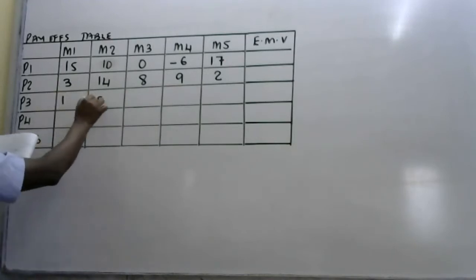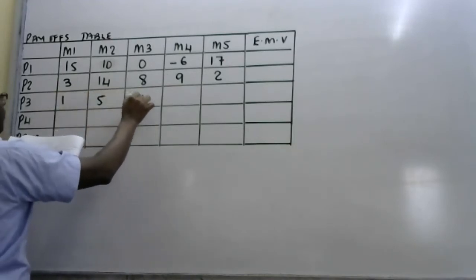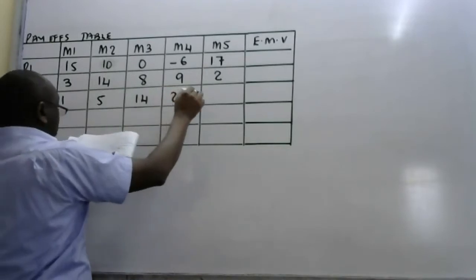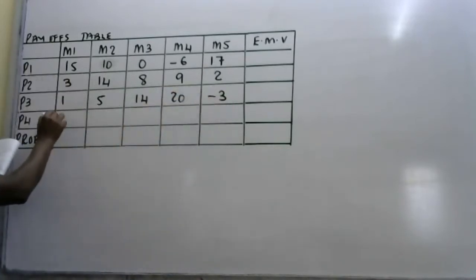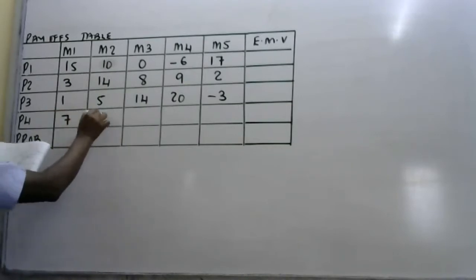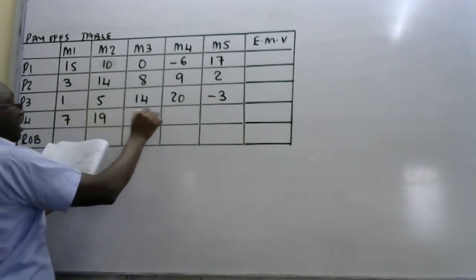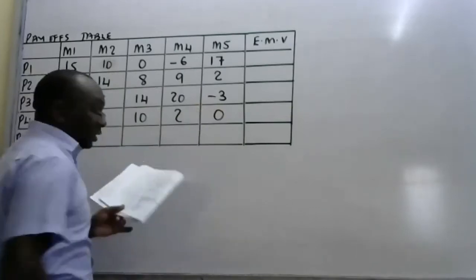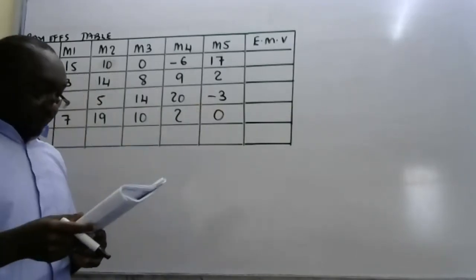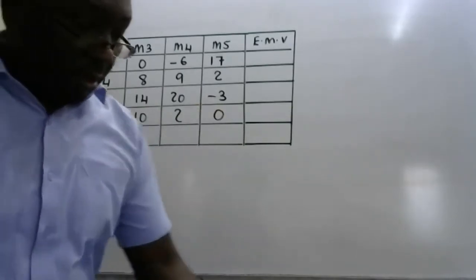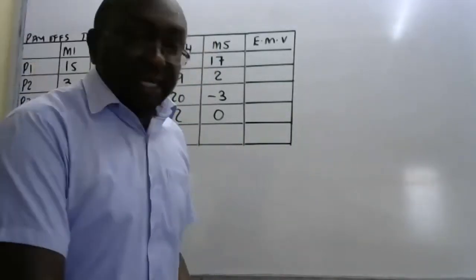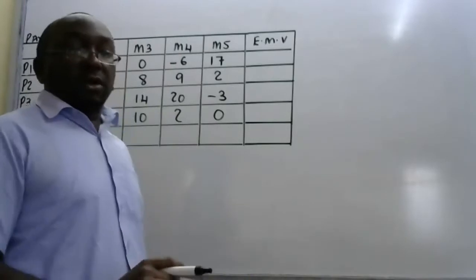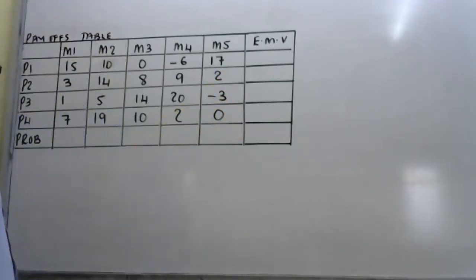P3, I have 1, 5, 14, 20, minus 3. P4 is 7, 19, 10, 2, 0. I've interchanged rows and columns so that it looks the way I want.